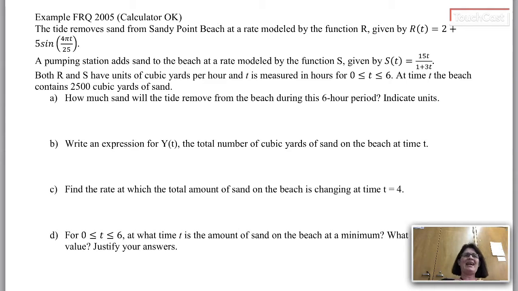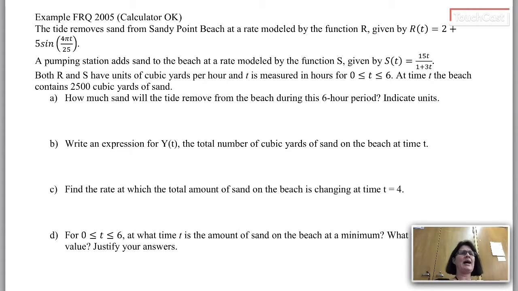So question A. We know R and S have cubic yards per hour as their units, and time in this problem is going to be measured in hours. We have 2,500 cubic yards of sand before we start. So question A, this is a nice, slow, easy start to this problem. I hope you find a question like this on the AP test. It should be one of your favorites.